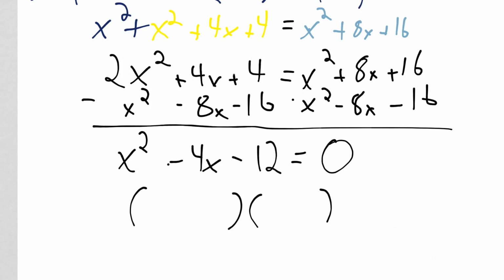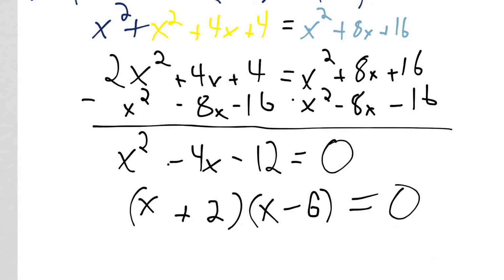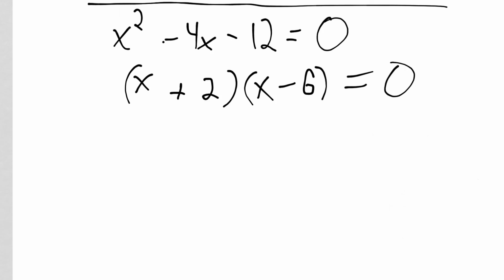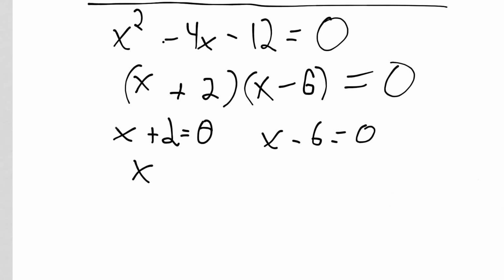Then we need two numbers that multiply to negative 12, so that's going to have to be a positive and a negative, and they're going to have to add to negative 4. And since we don't have a coefficient here at all, or we have an imaginary coefficient of 1, we're going to have x and x. So let's see, what are those two numbers that multiply to negative 12 and add to negative 4? They're going to be negative 6 and positive 2, equals 0. So now we've got our factors, and we can set our factors equal to 0. X plus 2 equals 0, and x minus 6 equals 0. And when we solve for x, we get x equals negative 2, and x equals 6.